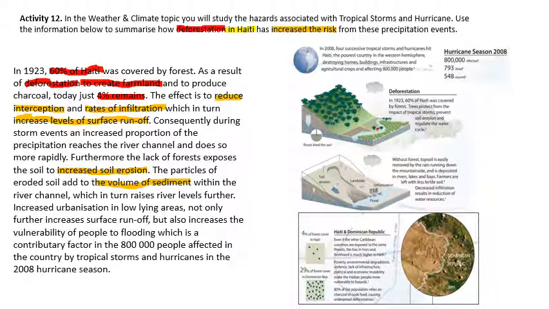You've also got increased urbanisation, which not only increases surface runoff, but also increases the vulnerability of people to the risk. Because if you haven't got people there, then you're not going to have a high risk to life. If you've got more people there, you're going to have an increased vulnerability of those people to the risk from those tropical storms. And evidence that there is a risk is that 800,000 people were affected in the country in 2008 in their hurricane season.